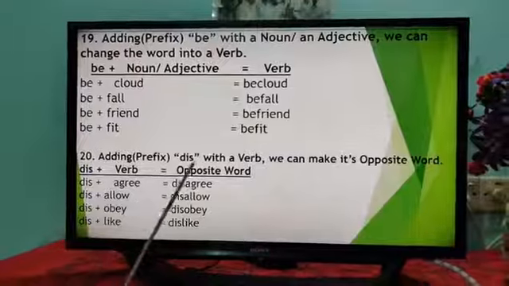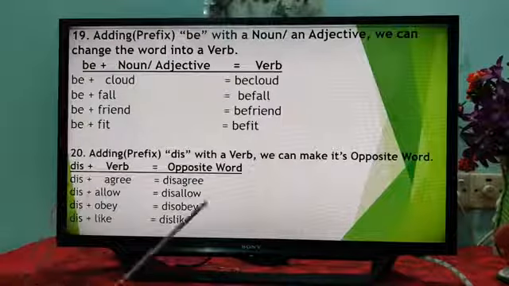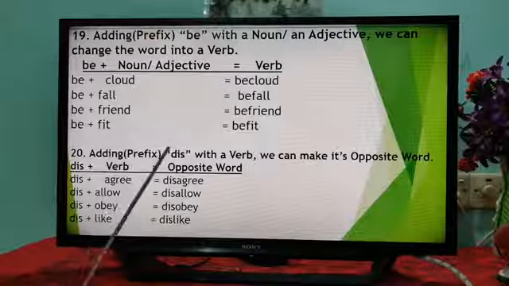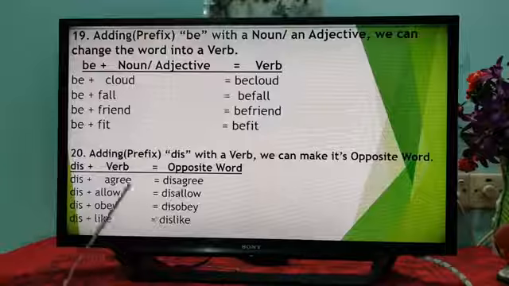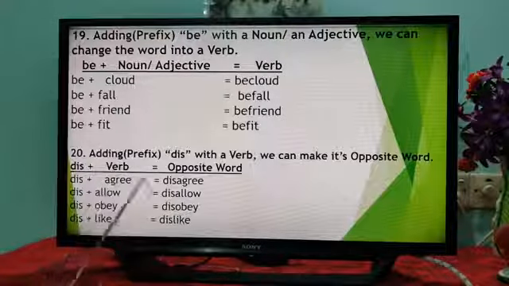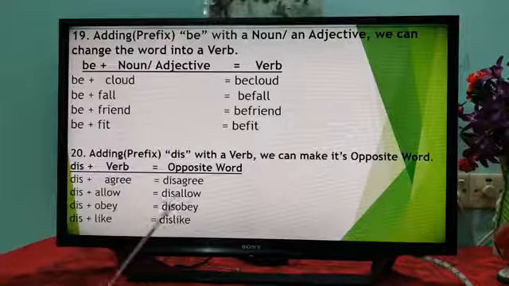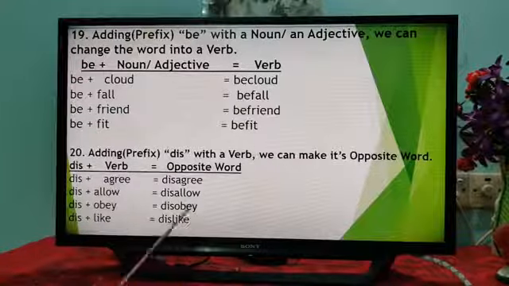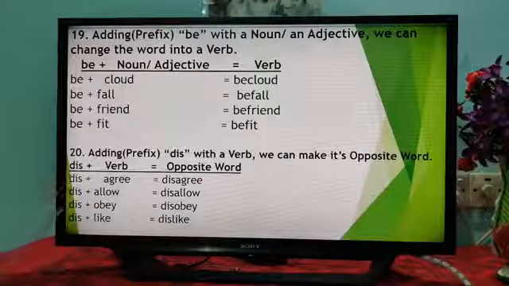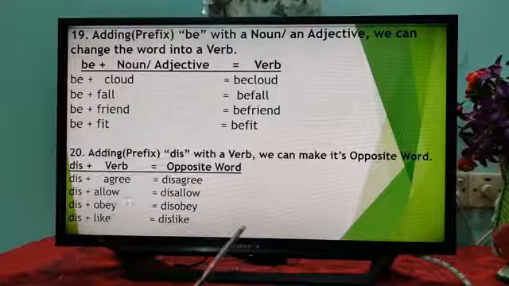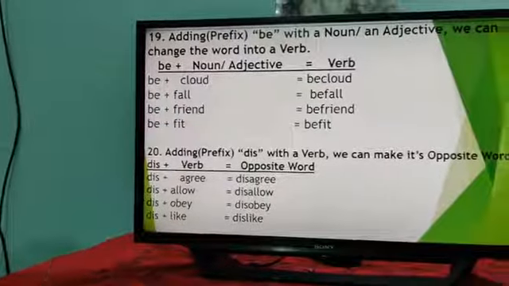Adding the prefix dis with a verb, we can make it opposite. To make the opposite, we can use dis. Agree, disagree. The negative or opposite word of agree is disagree. Allow, opposite word disallow. Obey, disobey. Like, dislike. This prefix is used to make an opposite word. Okay.